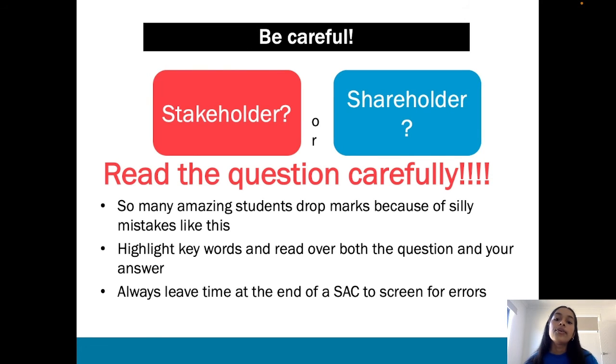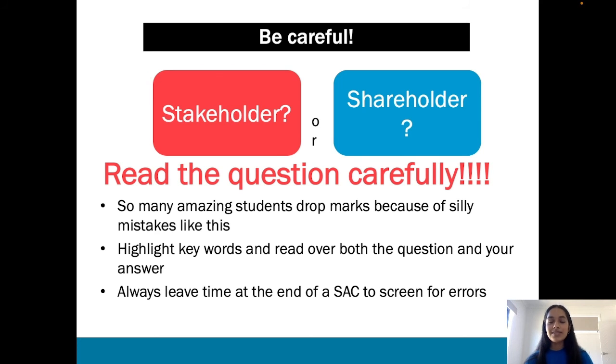Awesome. So, this is a key mistake that many students, including myself, I'm a victim to this, but confusing the terms stakeholders and shareholders. They sound extremely similar, and I totally get why a lot of people would confuse them. But it's really important that you read the question carefully and are able to make that distinction between each of those two terms. A lot of people drop marks because of silly mistakes like that.